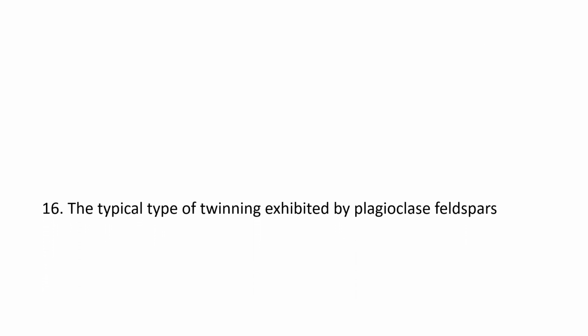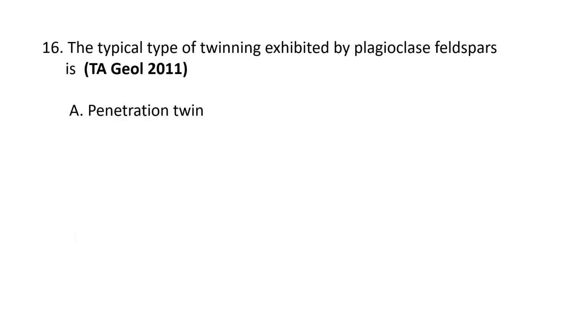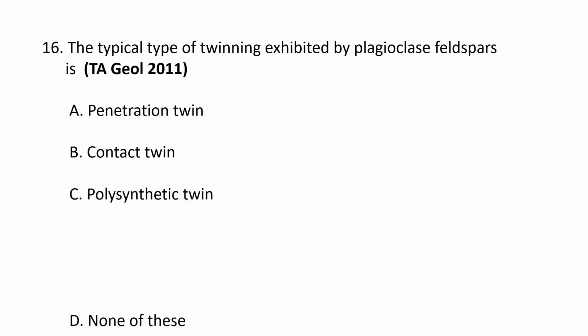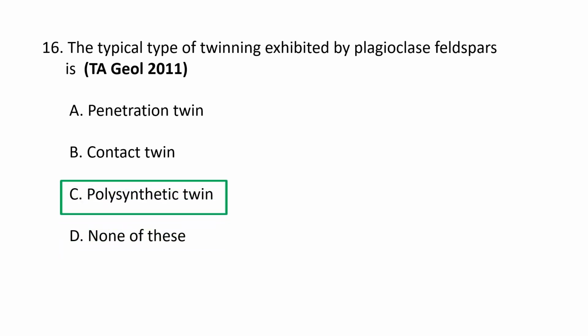Next question. The typical type of twinning exhibited by plagioclase feldspars is A. penetration twin, B. contact twin, C. polysynthetic twin, and D. none of these. So the correct option is C. Polysynthetic twin. Plagioclase feldspars typically exhibit polysynthetic twinning, which is a characteristic set of lamellar twins. This twinning is a key feature of plagioclase and it is used to distinguish it from the other minerals. So C. polysynthetic twin is the correct option.